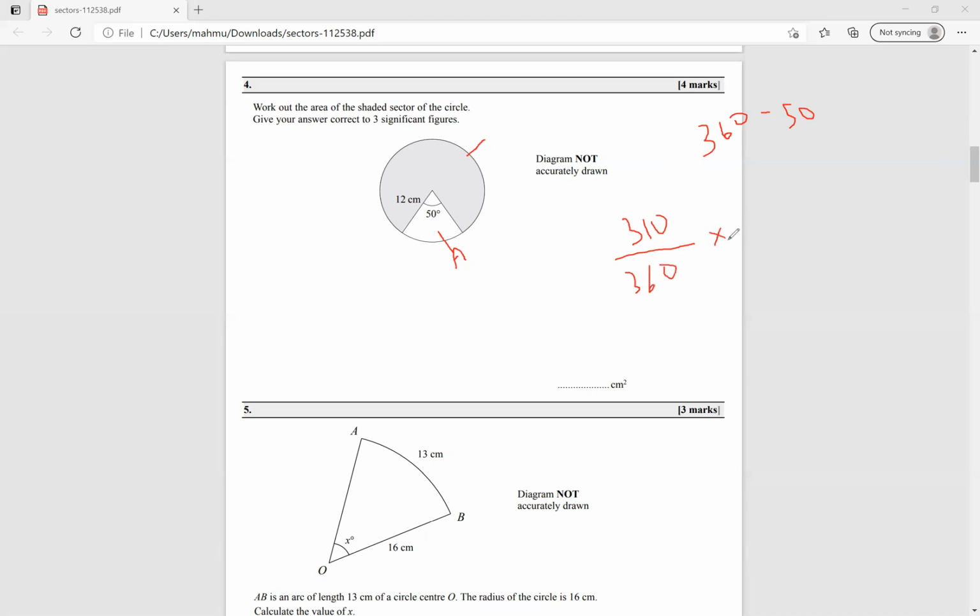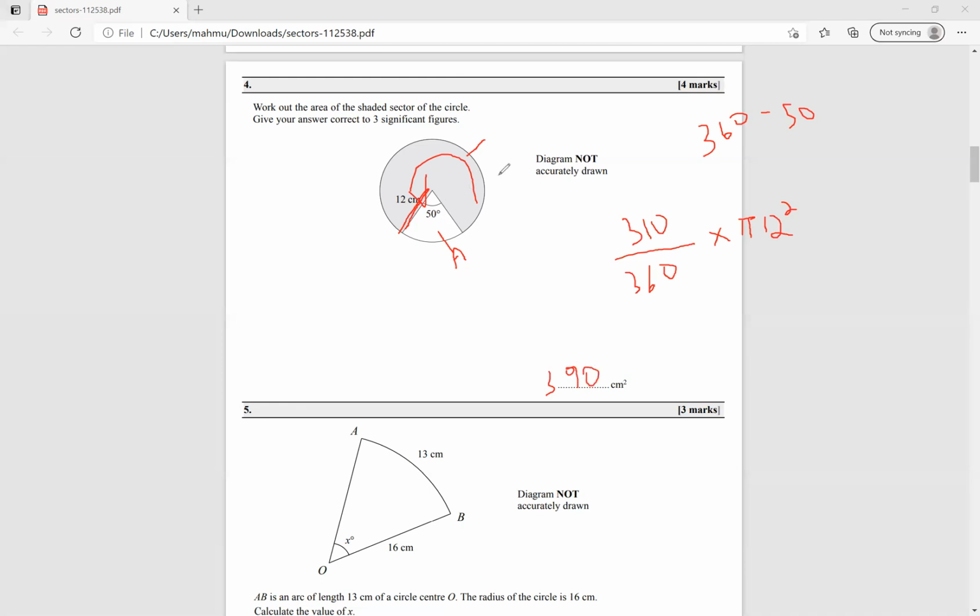Then times it by pi. This is the radius, right? So we could do pi r squared, pi times 12 squared, and that will be your answer. So that will give me the area of all this. If I do it on my calculator quickly, 310 divided by 360 comes to 124... it's 389. So it's come to 300. Let's make it 390. So that's your answer.